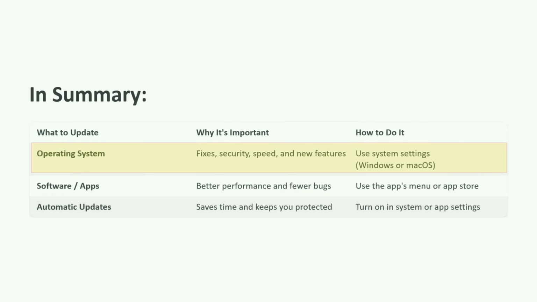You have to update the operating system for fixes, security fixes, improved speed and new features. To do that, you have to use system settings in Windows or Mac OS. You have to update software or apps to get better performance and fewer bugs. To do that, you have to use the Apps menu or App Store. You have to turn on automatic updates to save time and keep you protected. To do that, turn it on in system or app settings.